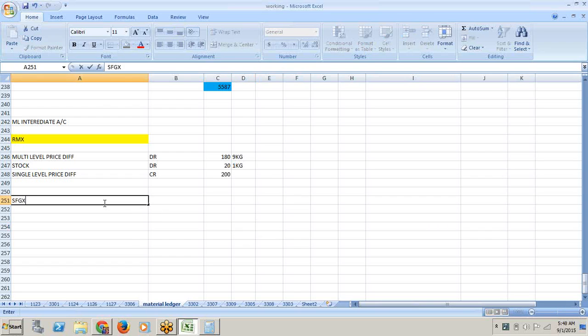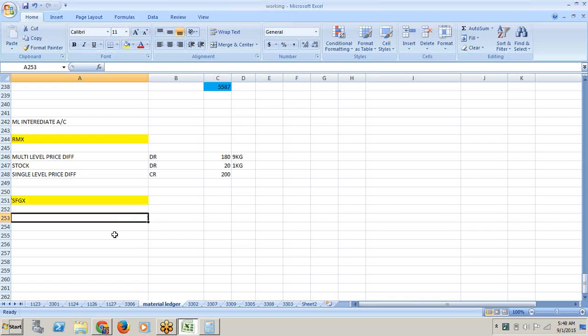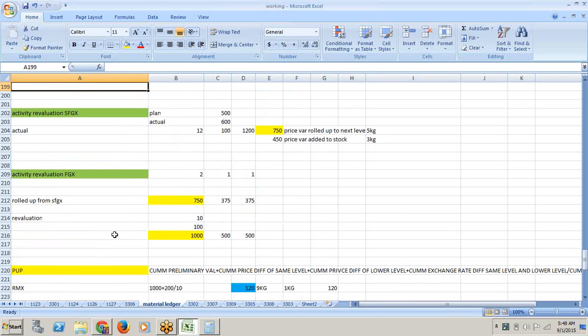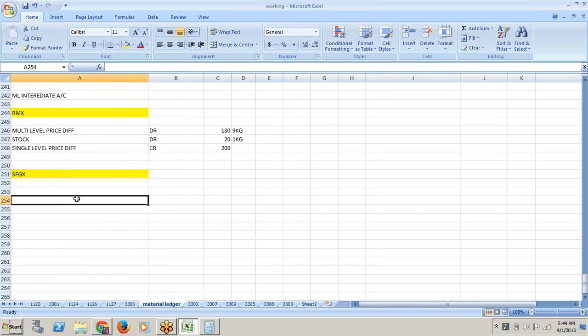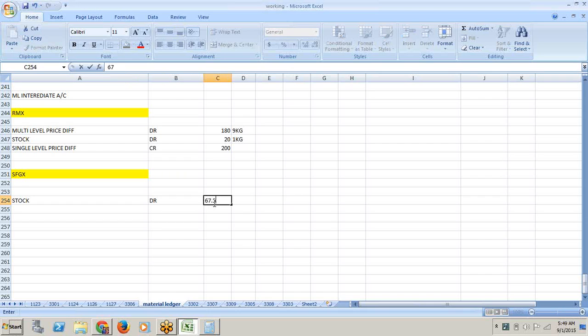In case of SFG X, finished goods X. So first one, price difference added to the stock is coming from the lower level. Price difference added to the stock is 67.5, so you can take it as 68. Stock account will be debited 67.5.